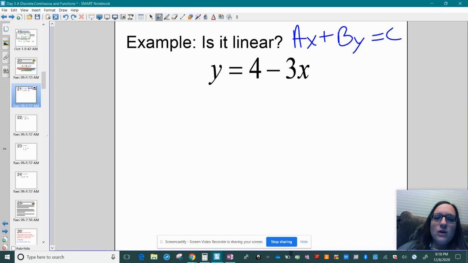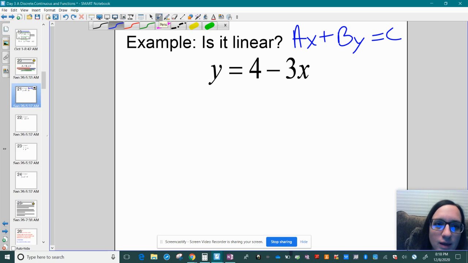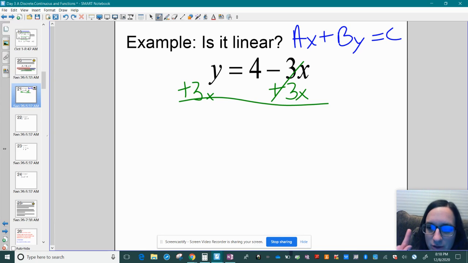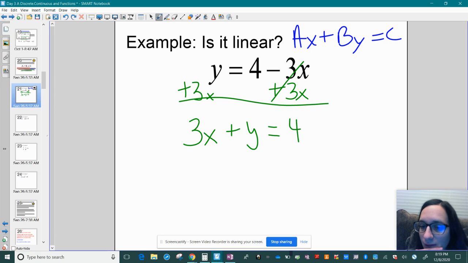Our y is already over there on the left. All we have to do is get our x term over there. So we're just going to have to add 3x to both sides. That way we are left with, now notice, we're not going to put the y first. We're going to put the 3x first plus y equals 4.